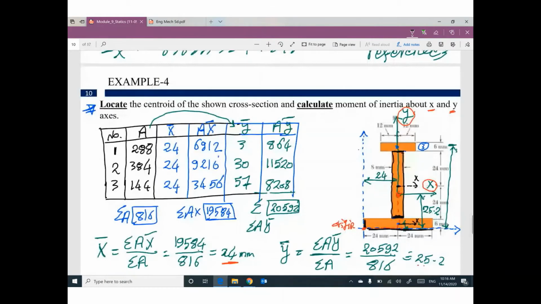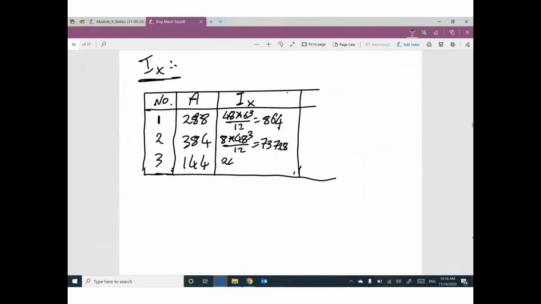Part number 3. I will assume x-axis here. So parallel to this axis will be 24 times 6 cube over 12. 24 times 6 cube divide 12 will be 432. Go ahead and get the summation of this column. It will be 75,024.